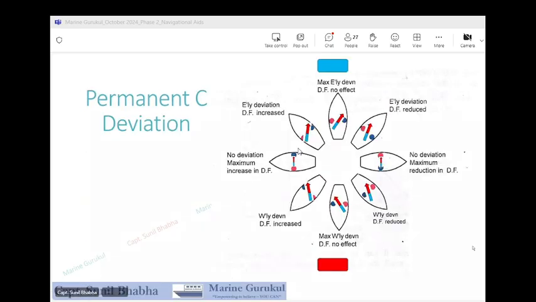Let's now try to understand the deviation diagram for coefficient permanent C. We are considering a ship which is built on an easterly heading. Just now we saw that a ship which is built on an easterly heading has a blue pole on the starboard side and a red pole on the port side. As you can see in this diagram, the ship has a blue pole on the starboard side. In all the diagrams you see on the starboard side there is a blue pole, and we have a red pole on the port side.